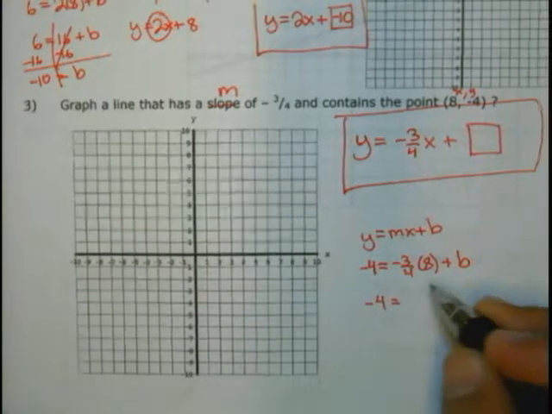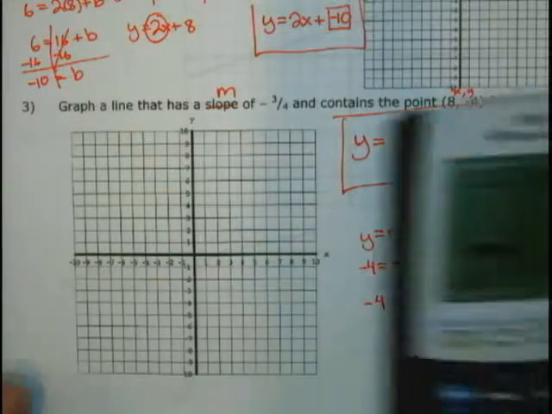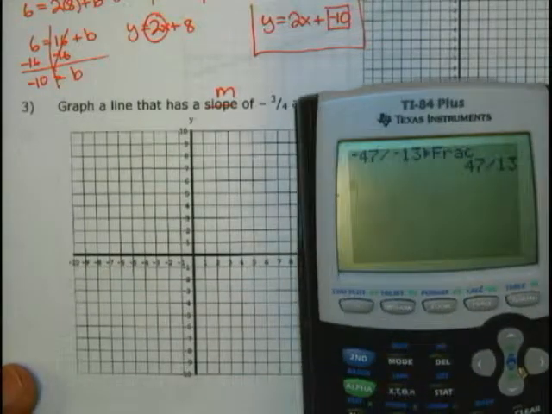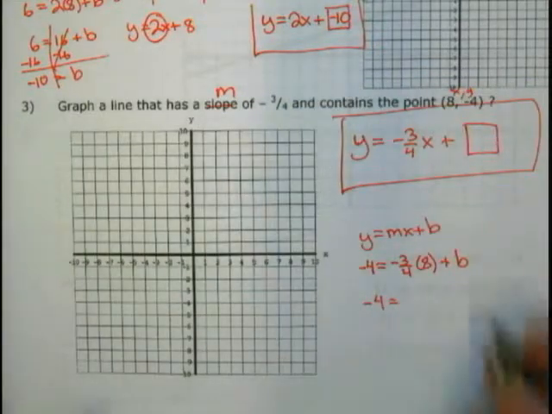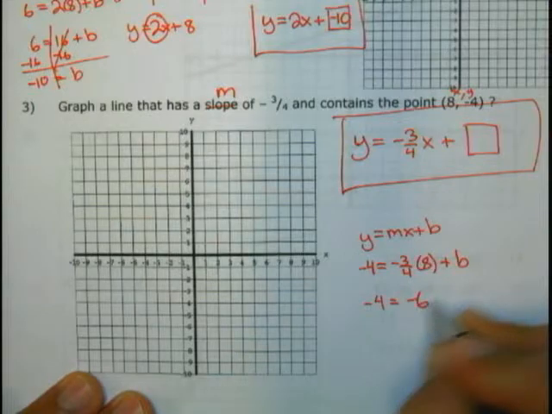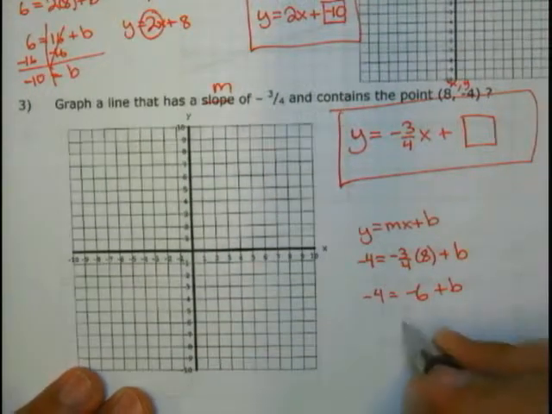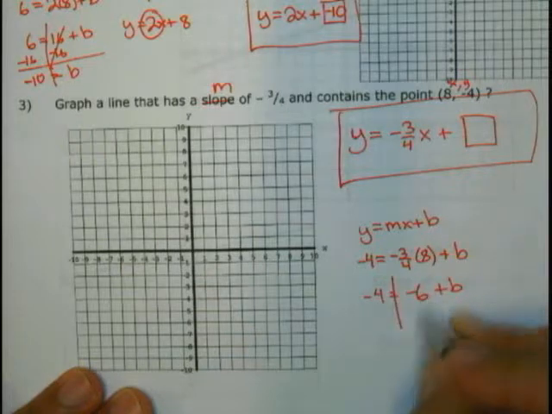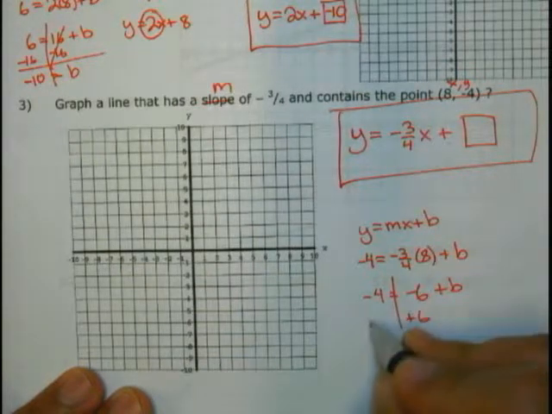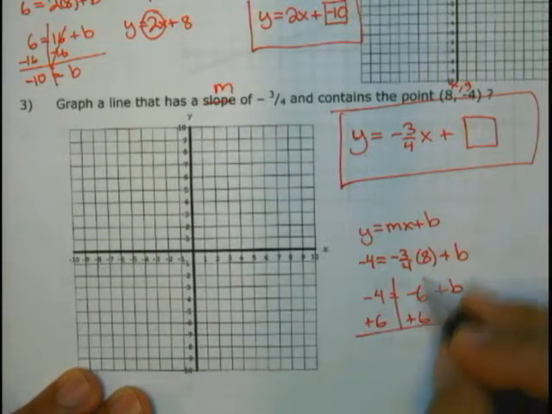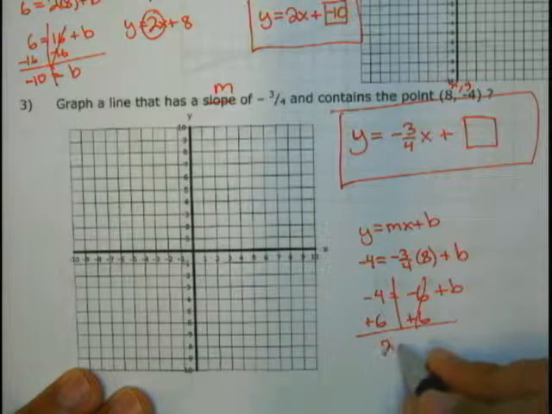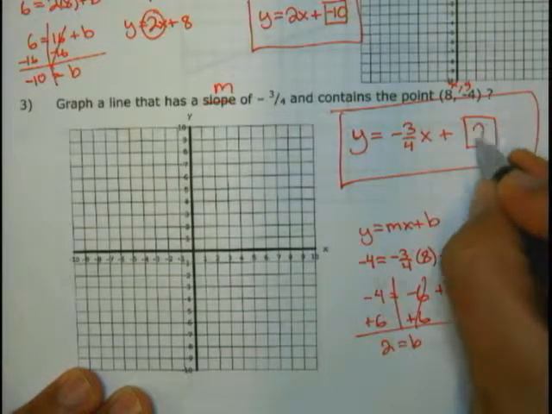So I got negative 4. Now negative 3/4 times 8, that's done in the calculator. Negative 3 divided by 4 times 8, negative 6. So now I have negative 4 = negative 6 + b. To solve for b, we move this to the other side. So I add 6 to both sides, cancel that out, and I get 2 = b. So here's my equation, 2.